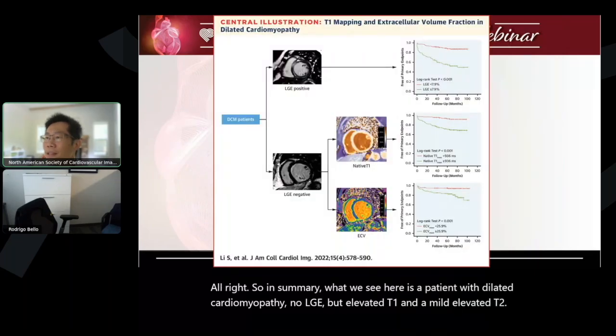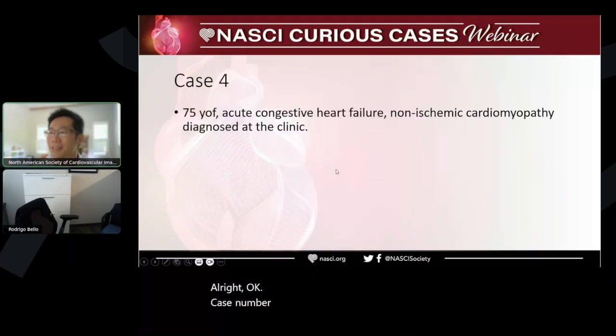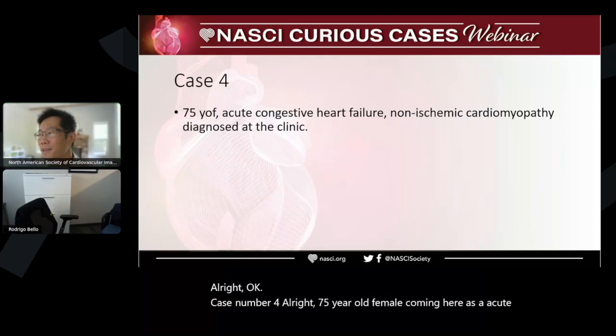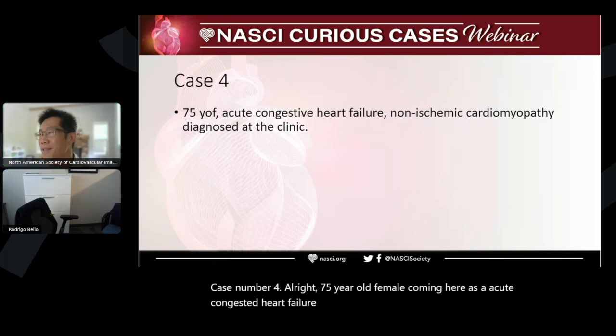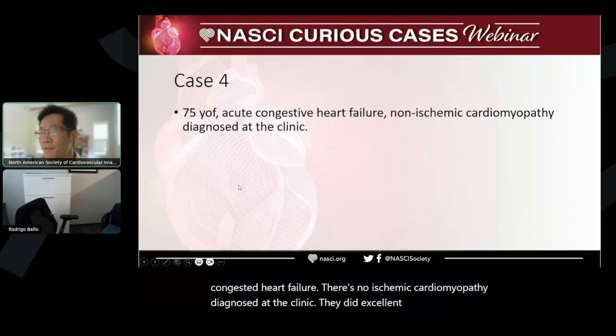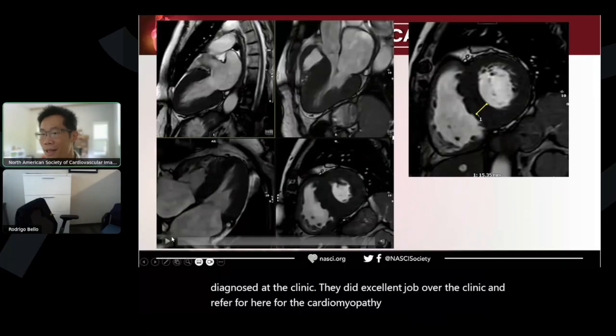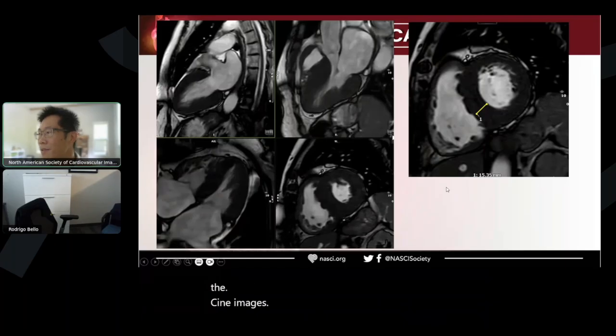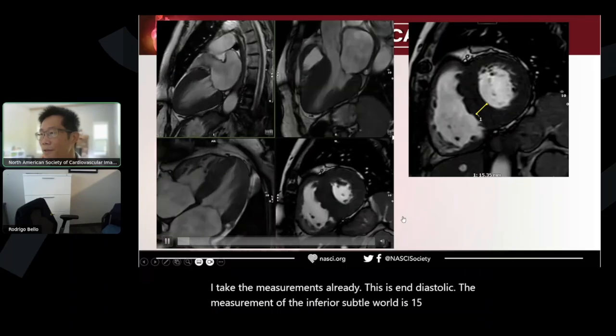Okay, case number 4. A 75-year-old female comes in with acute congestive heart failure. Non-ischemic cardiomyopathy was diagnosed at the clinic. They did an excellent job at the clinic and referred her for the cardiac MRI. Again, we're going to look at the cine images. I've taken the measurements already. This is end diastole. The measurement of the inferior septal wall is 15 millimeters. Okay, let's look at the cine.